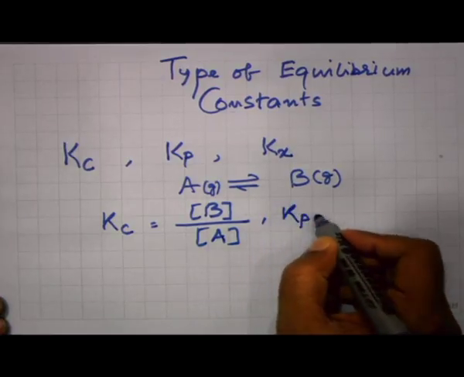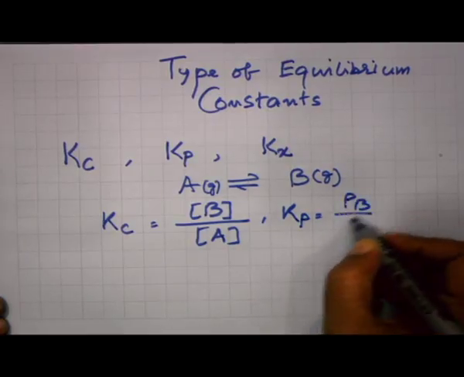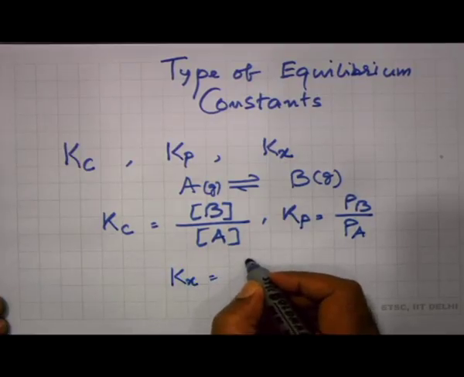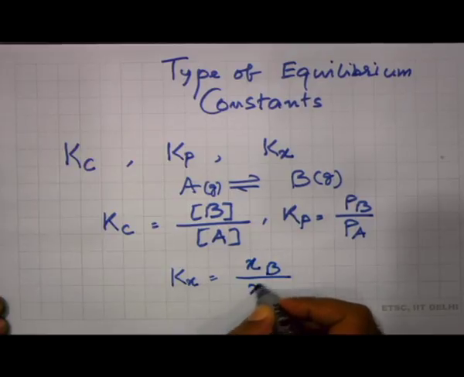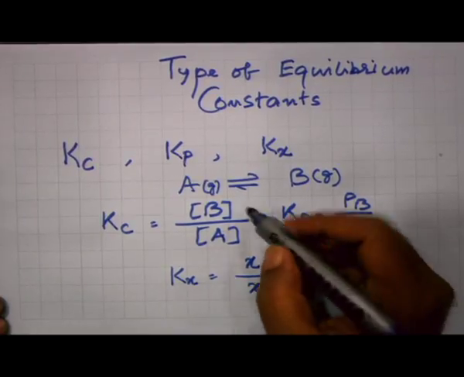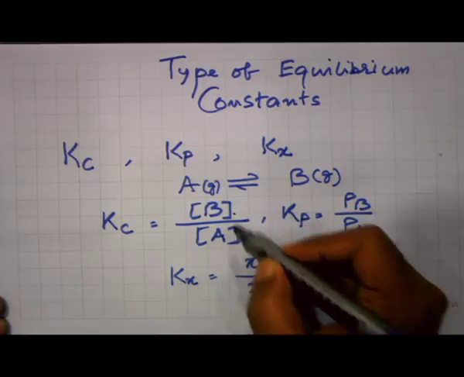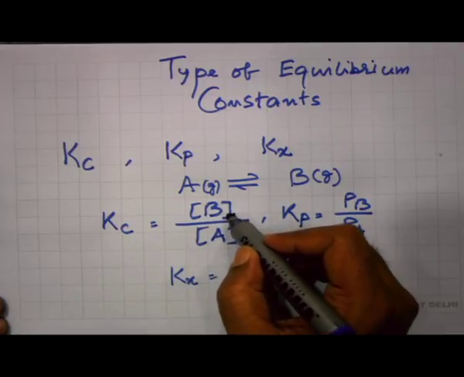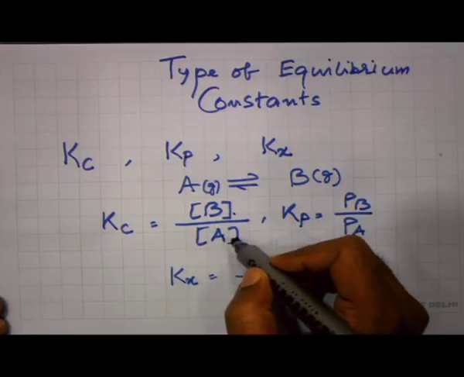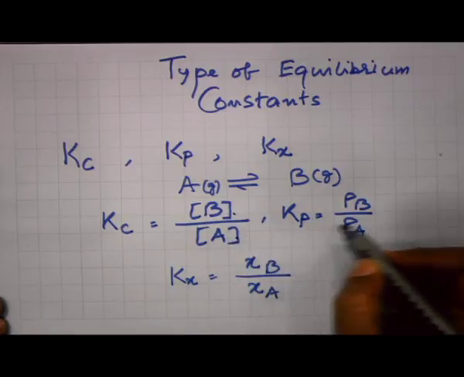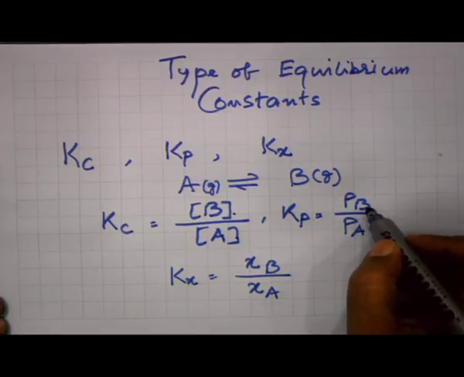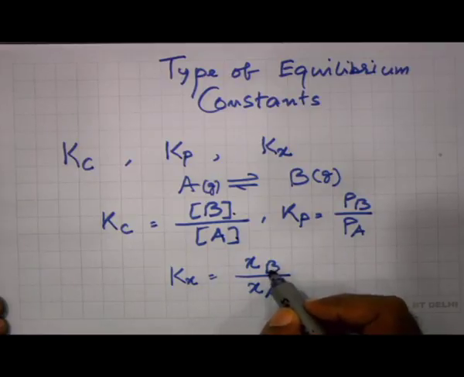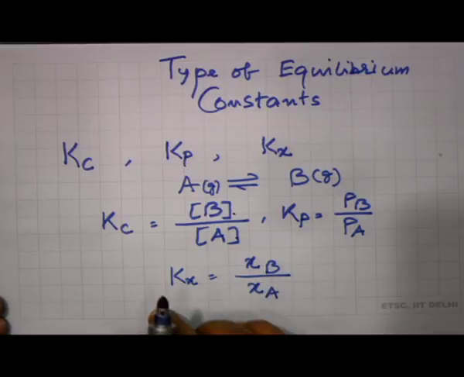Kp is the pressure of B by the pressure of A, and Kx is the mole fraction of B by the mole fraction of A. Here I am talking about the equilibrium concentration of B and the equilibrium concentration of A. So, Kc is the ratio of equilibrium concentration of B divided by equilibrium concentration of A. Similarly, Kp is the equilibrium pressure of B divided by equilibrium pressure of A, and Kx is the equilibrium mole fraction of B divided by the equilibrium mole fraction of A.